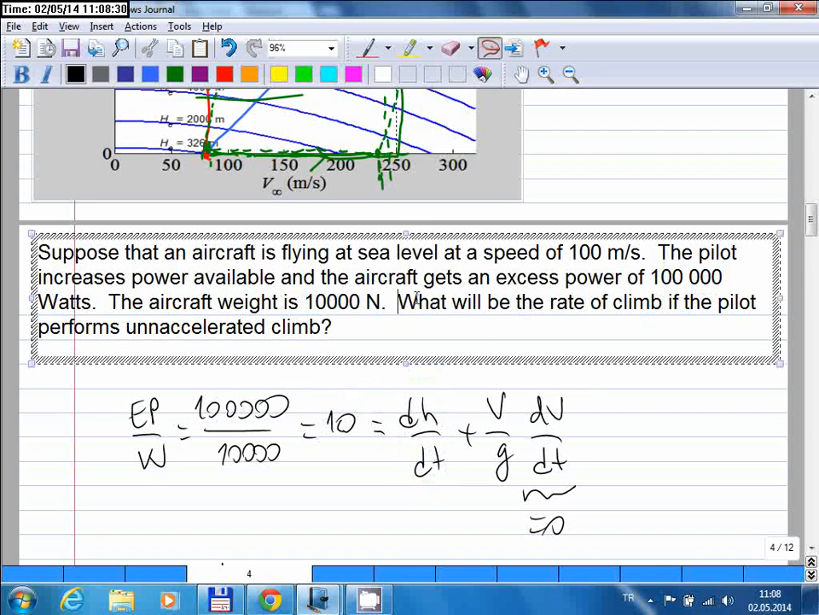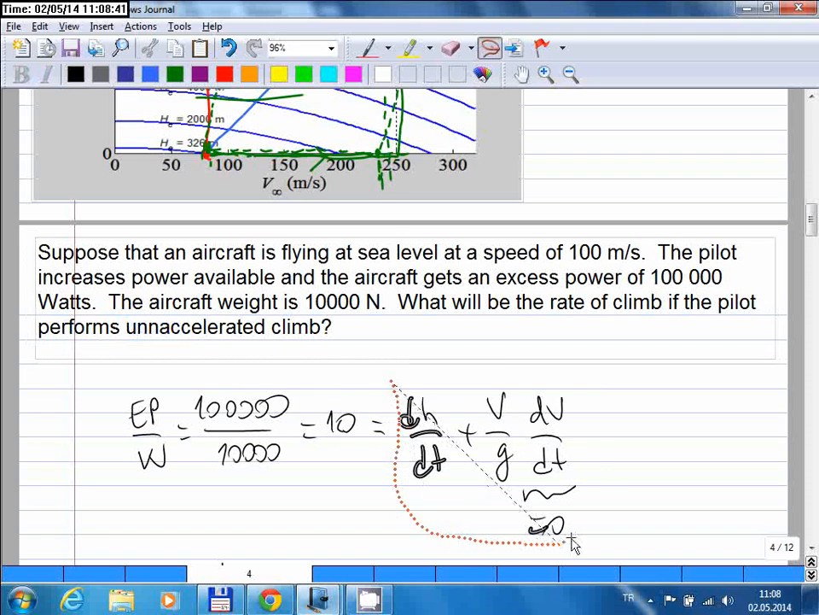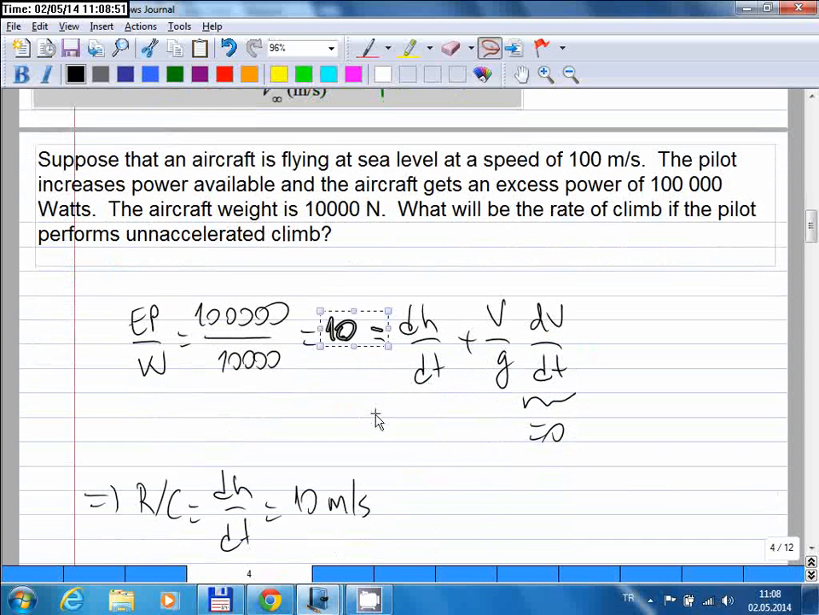First we are asked to calculate the rate of climb of the aircraft if it performs unaccelerated climb. So the right hand side should be equal to this, and if the climb is unaccelerated, then this part will be 0, and the rate of climb will be equal to the specific excess power. So in that case, the rate of climb will be 10 meters per second.